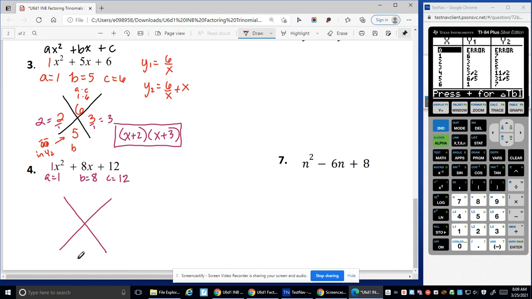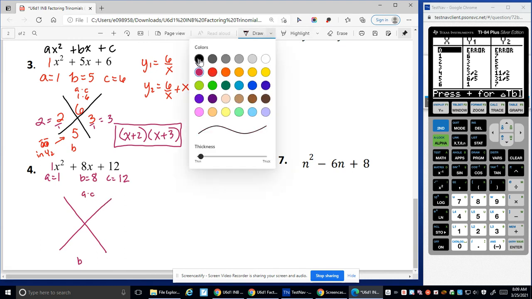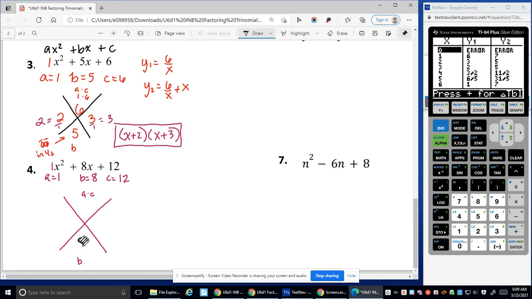B goes in the bottom. A times C goes on the top. I'll go ahead and write those in. 8 and 1 times 12 is 12. Awesome. Let me write my equations. Now it's A times C that goes on the top, right? Remember this right here? This was A times C over X. So I'm going to put 12. Makes sense. It's on the top of the X. It should be on the top of my fraction, right? And then we have Y2, same fraction, but we're going to add X.